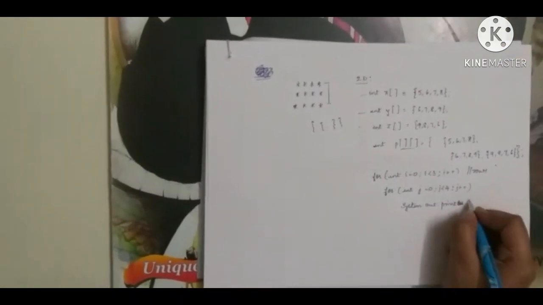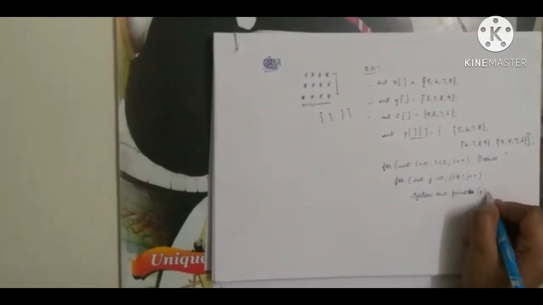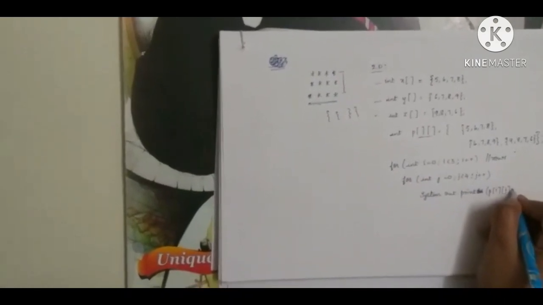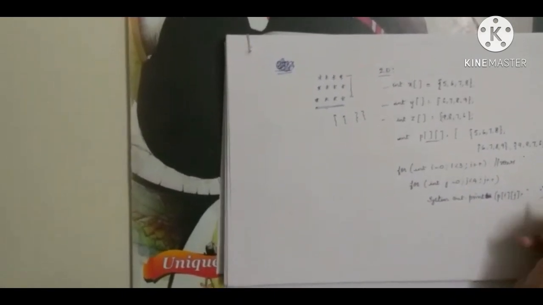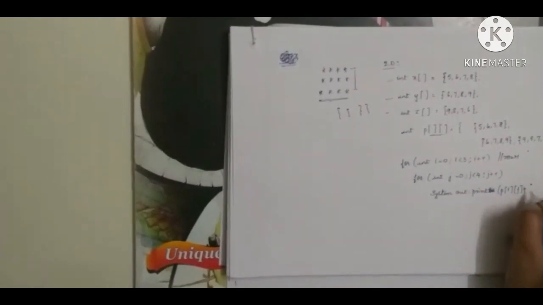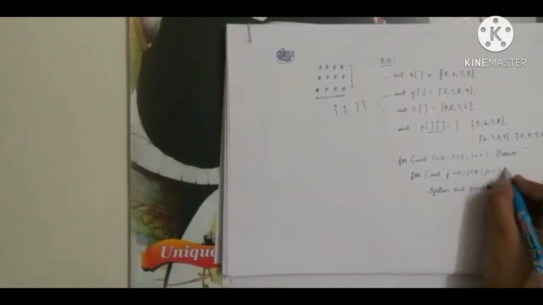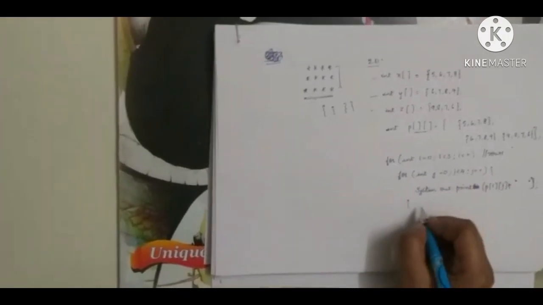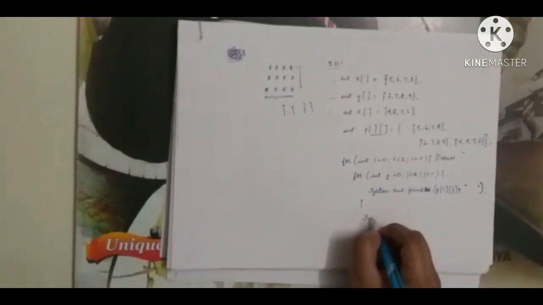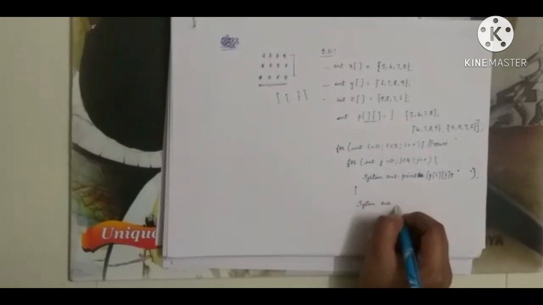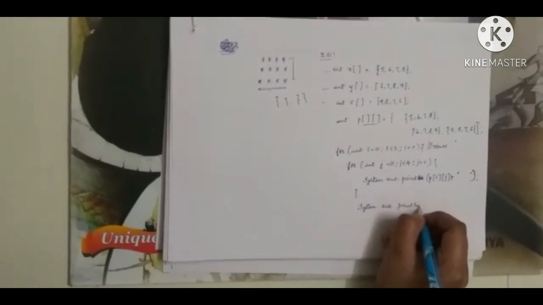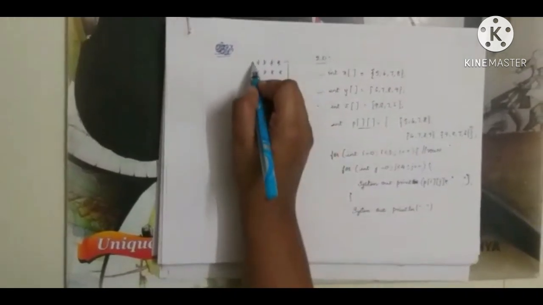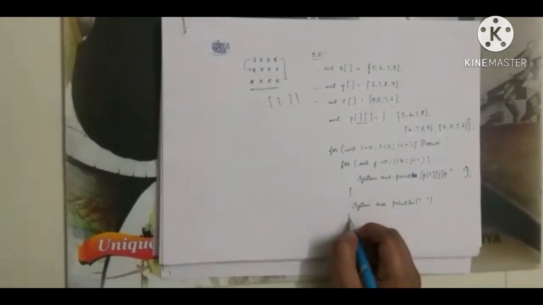No, we'll be using print, since we need to get it in the form of an array. So print p of i and j plus an apostrophe space. The space is for distinguishing each and every element of the array. Then we'll again be using system dot out dot println, since we need to go to the next line after completion of each row. And that's it. This is the code for 2D array.